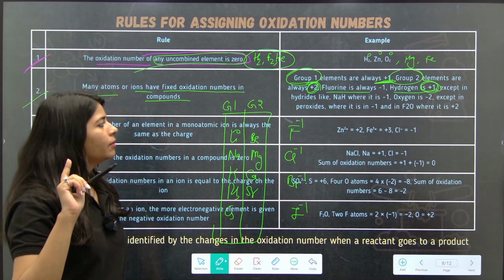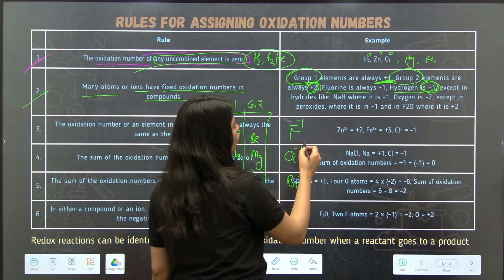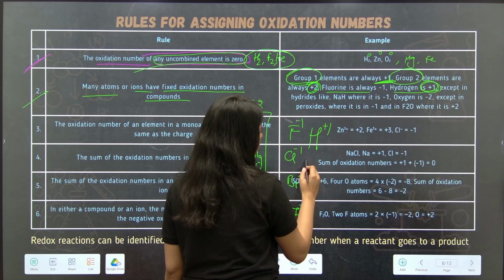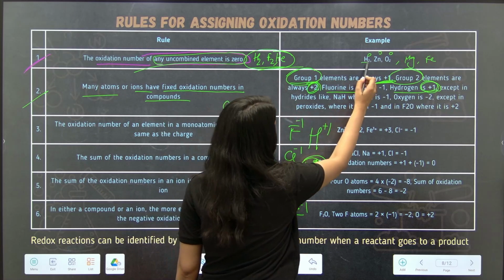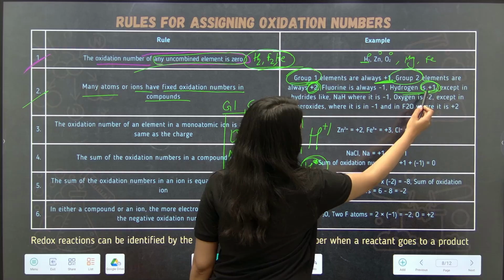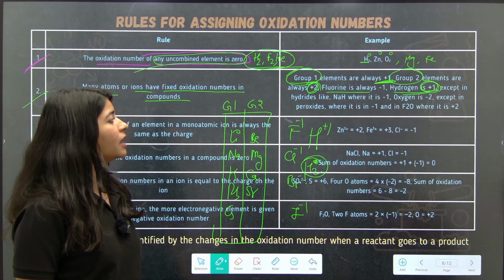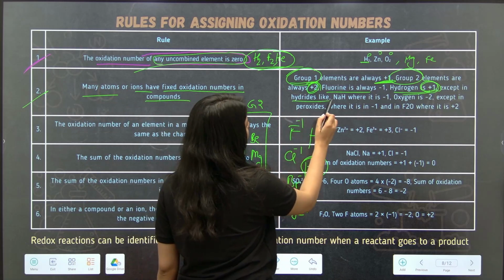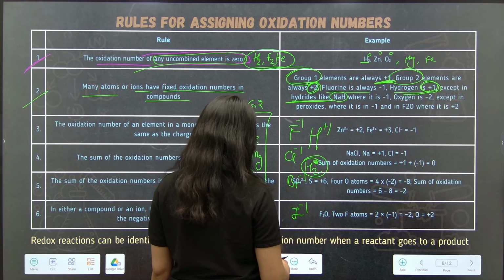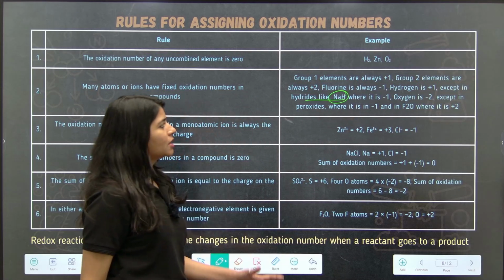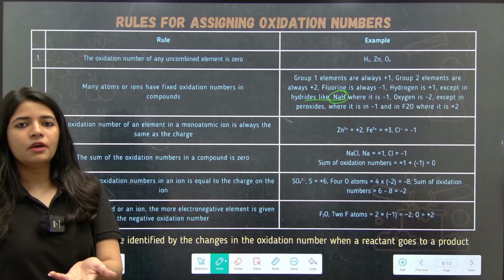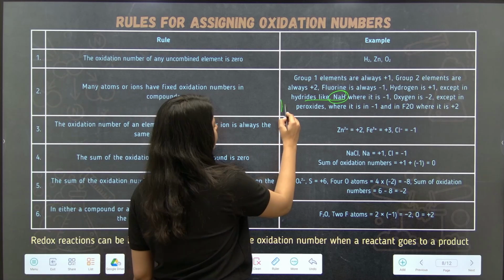Now remember this, that they are talking about this hydrogen, not the hydrogen molecule. Hydrogen molecule is 0, as we have learned. Here it is hydrogen, just simple H plus 1. Then except in hydrides like NaH. Hydride is your NaH. Here hydrogen is acting as a negative ion, right? So, it will be H minus.